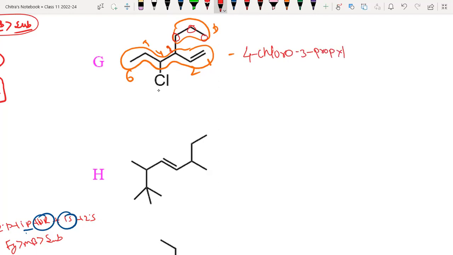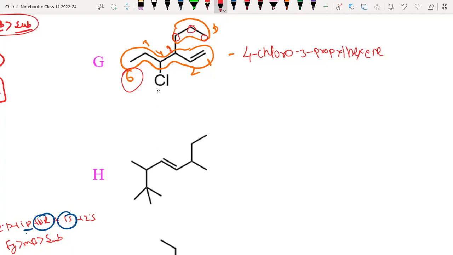Then substitution done. What do we have next? Is it cyclic? No. Then number of carbon. How many we have? 6. So for 6, hex. Then we have double bond from the first carbon. So directly you can write ena. For first position, you do not have to mention the position. If you want to, you can, otherwise it is not necessary.